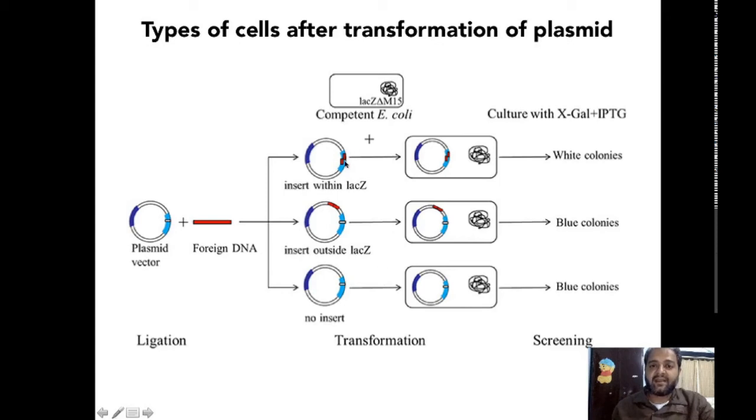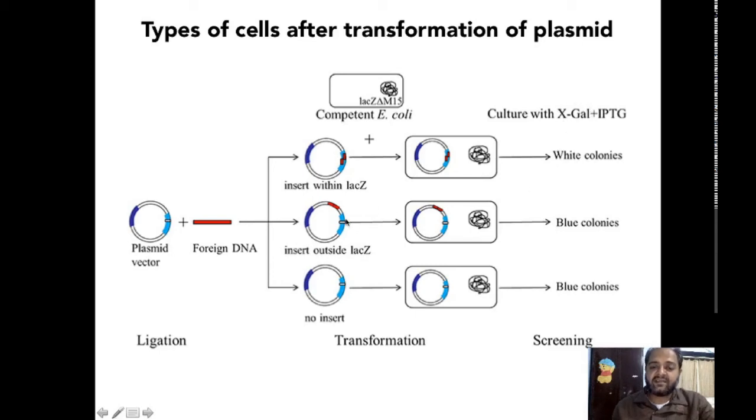In the first case, where lacZ was disrupted, you will see white colonies formed when you perform the X-gal screening using IPTG and X-gal. Why white colonies? Because here the lacZ was disrupted. LacZ will not produce a functional polypeptide. If there is no functional polypeptide, it will not make the complex which would ultimately hydrolyze this X-gal, which is a chromogenic substrate, and give blue color. So you do not get blue color, you get white colonies.